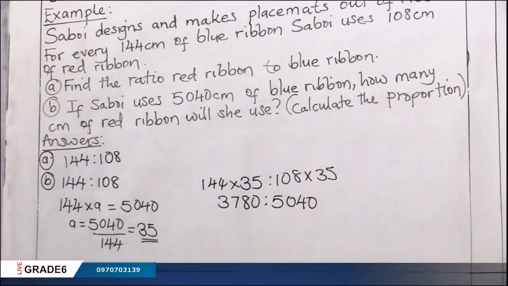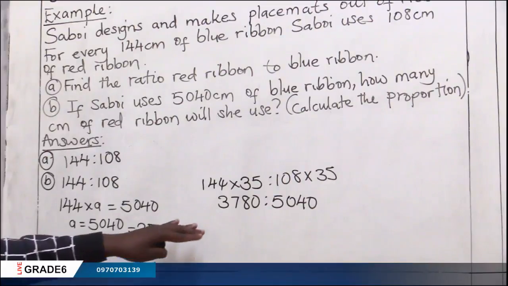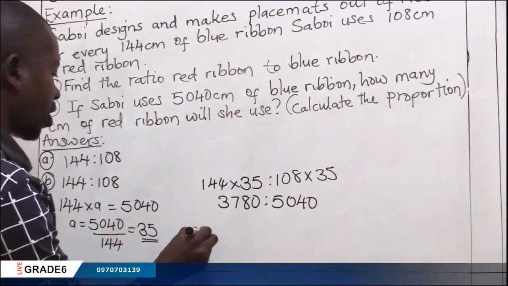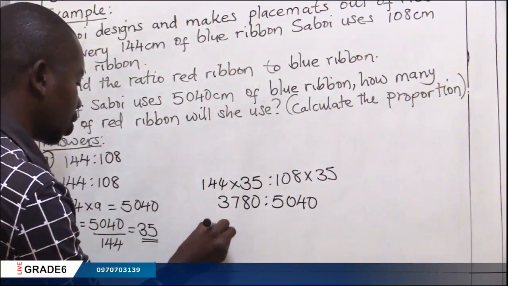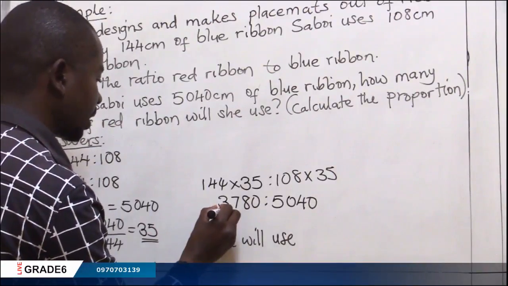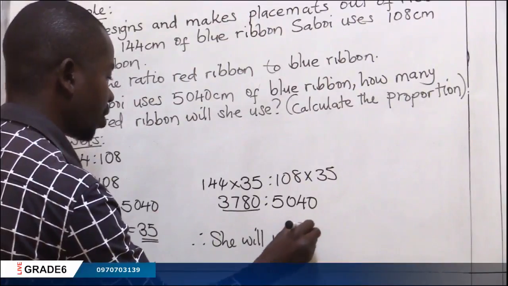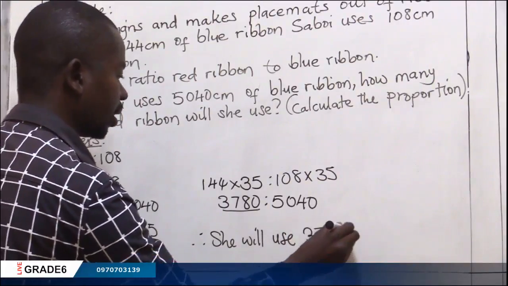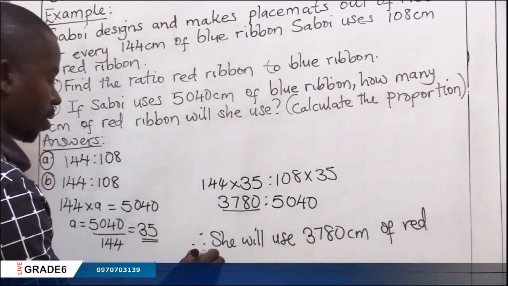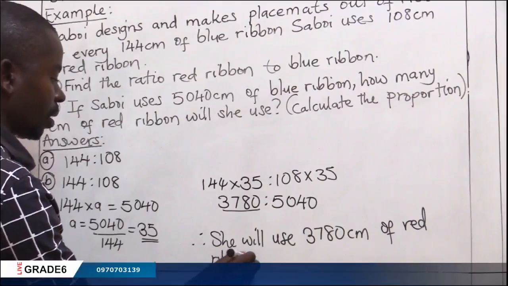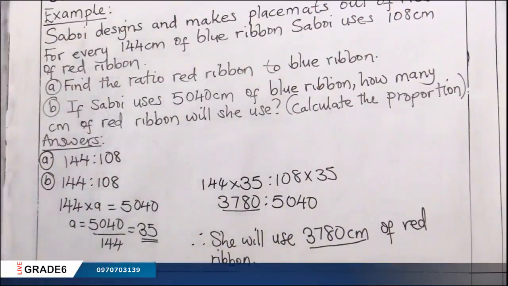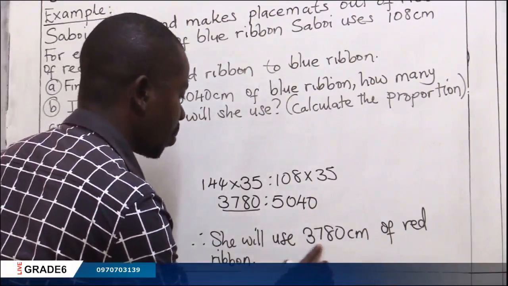All right. So boys and girls, it means that Savoy will use 3,780 centimeters of red ribbon. We can say, therefore, the answer is this one: she will use 3,780 centimeters of red ribbon.